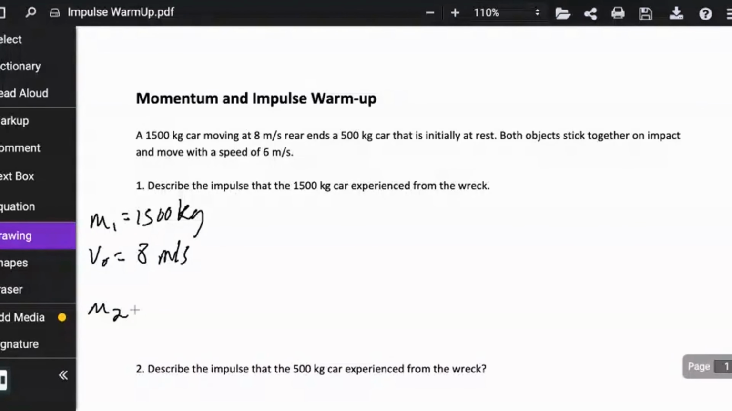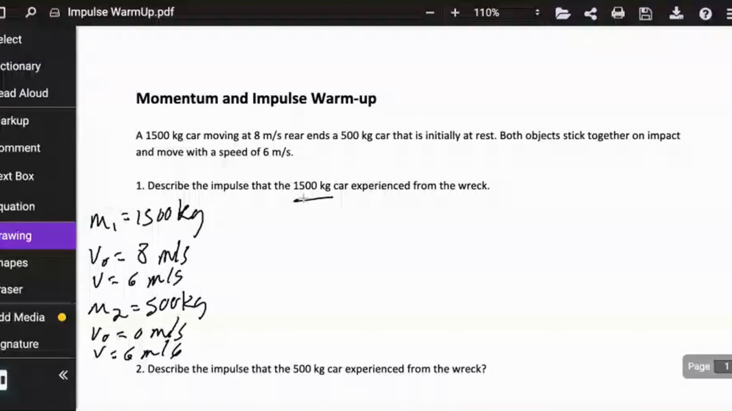Mass 1 is 1,500 kilograms, initial velocity or V naught at 8 meters per second. Mass 2 is 500 kilograms, initial velocity or V naught of 0 meters per second. Final velocity for each is 6 meters per second, because they're connected, they're moving at the same rate.